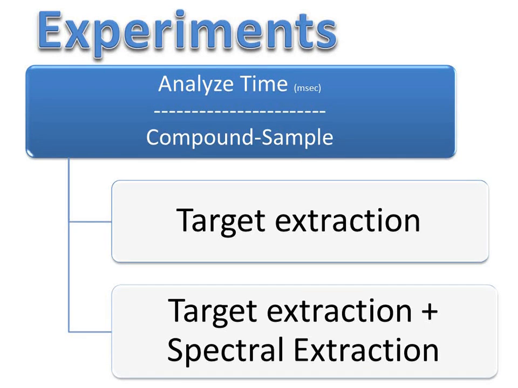Let's look at the experiments. First, we're going to use a measure of analyze time, reported in milliseconds, for a compound sample. That means the time it takes to analyze one standalone compound, regardless of the size of the batch. Now we're going to break that into two measurements. The first is the time it takes to do target extraction. That would be straight stick quantitation, just extracting the target ion, that's it.